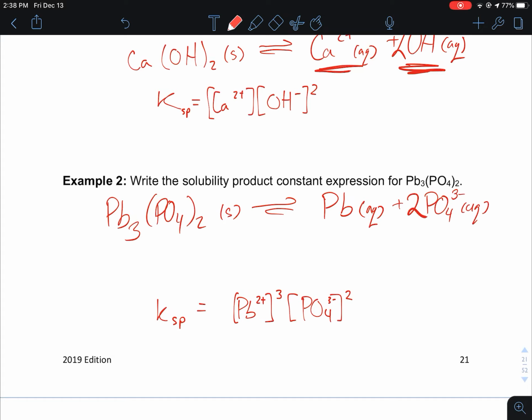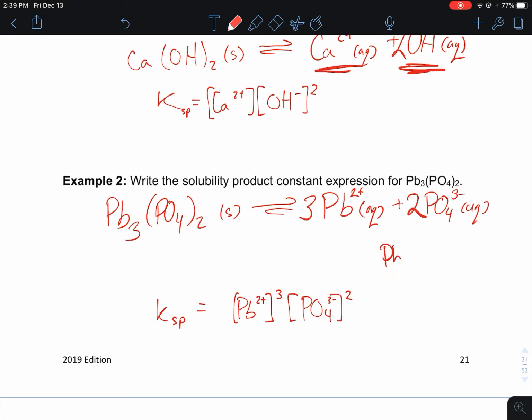So we have total -6 charge, and then the lead, there's 3 of them. So how do I get to +6 to balance? Well, I have to give lead that +2. Hopefully that helps at all.